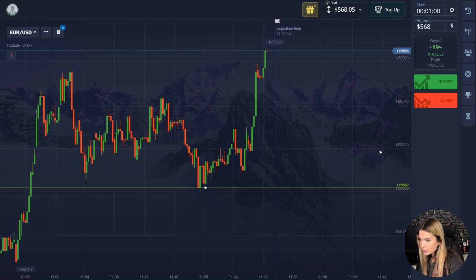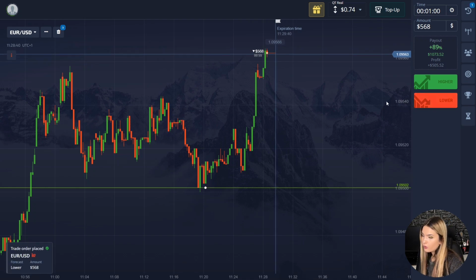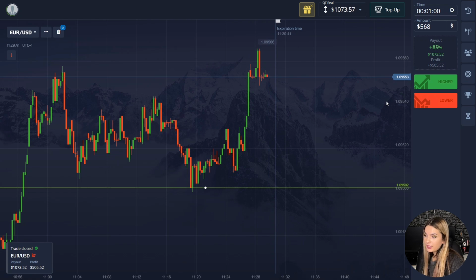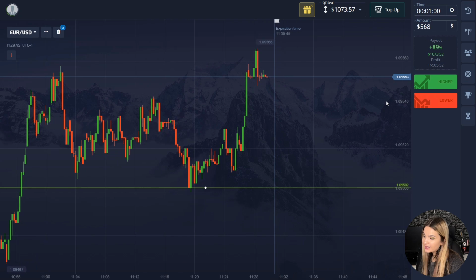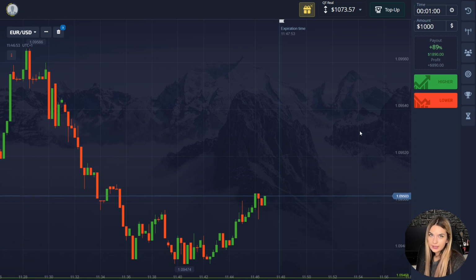From a higher point on the chart, I put $568 to go down for a minute. Immediately after our entry into the transaction, there is a downward impulse and the chart doesn't move much further. We earn, guys. As we can see further, a downtrend has formed in the market.